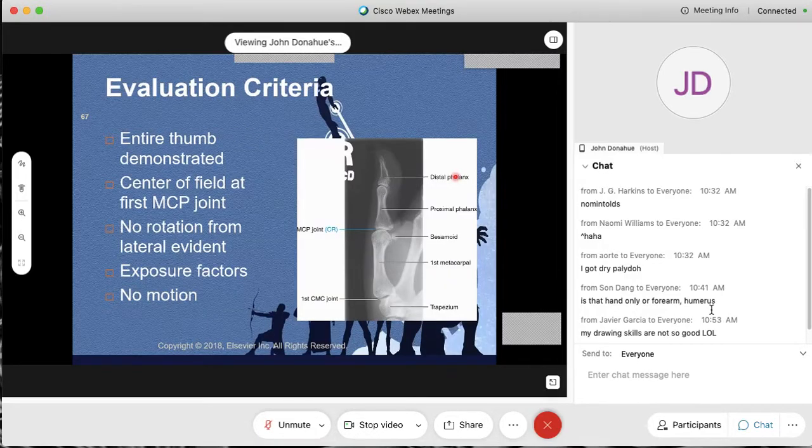There we go. That's what I was looking for. We do want the entire thumb demonstrated. Once again, the tip of that distal phalanx all the way down to that first CMC joint is our primary evaluation criteria for a lateral thumb. Our central ray is going to be at the MCP joint. There needs to be no rotation because we must have that thumb in what we call a true lateral. We do that by having the proper positioning of medially rotating that hand. Low exposure factors, tight collimation, and zero motion, same as what we just talked about. We are including that entire thumb.